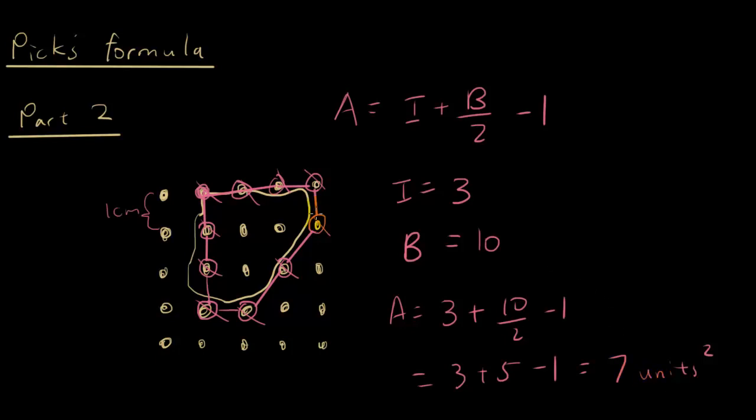And what that means is there are approximately 7 squares inside this shape. If you count how many squares there are, 1, 2, 3, 4, 5, 6, and these two triangles added together make up the 7th square. In other words, you can say Pick's formula tells you how many squares lie inside the shape.